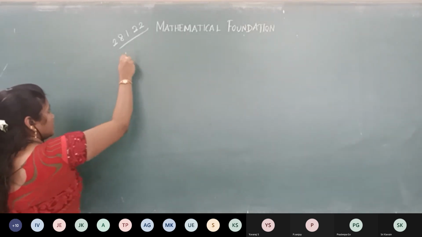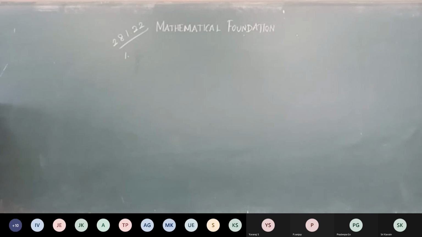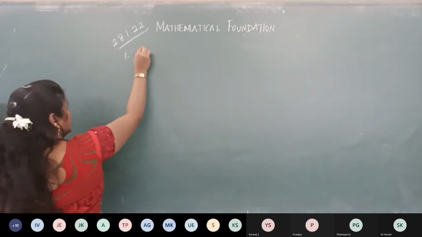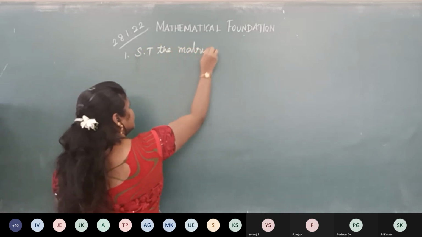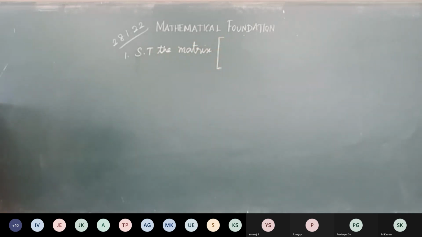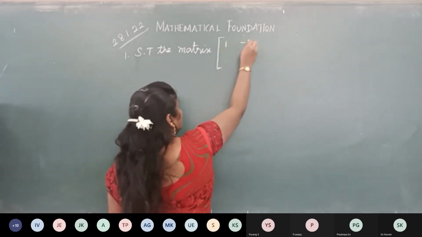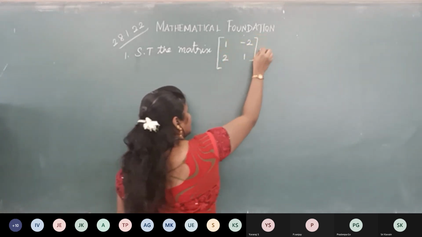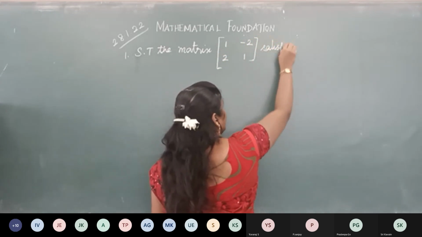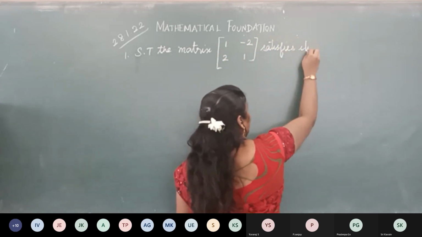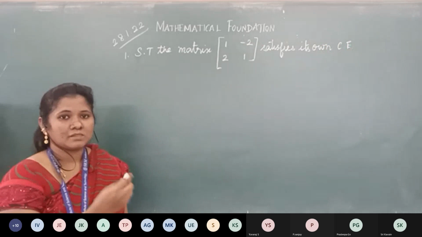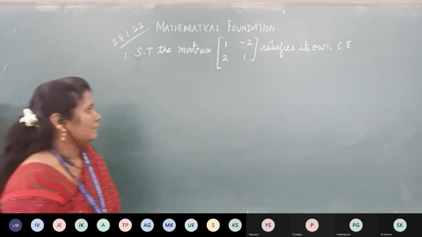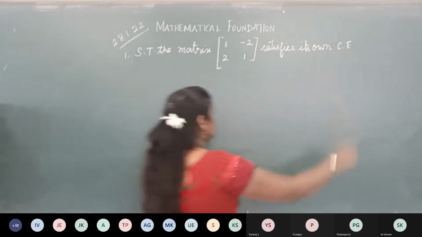We will go on to problems. Show that the matrix, a 2 cross 2 matrix, 1 minus 2, 2, 1, satisfies its own characteristic equation. Here, C is nothing but characteristic equation.